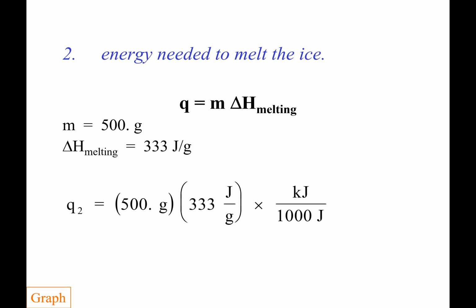So it looks like this. 500 grams over 1, times, and didn't I use a different number? Wasn't it 338? This is 333. So this would be your latent heat of fusion or melting, 333 joules over 1 gram. Let's go all the way to kilojoules, 1 kilojoule over 1,000 grams, 3 sig figs. So our Q2 is 167 kilojoules.